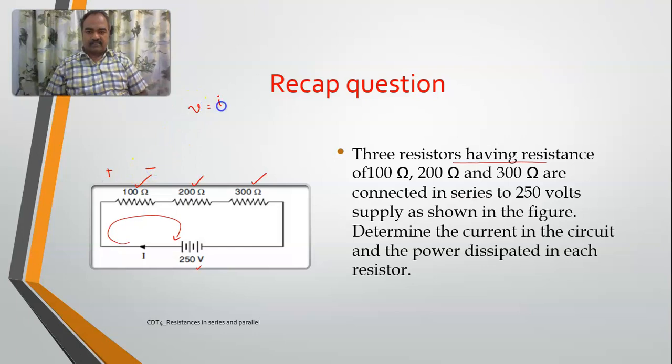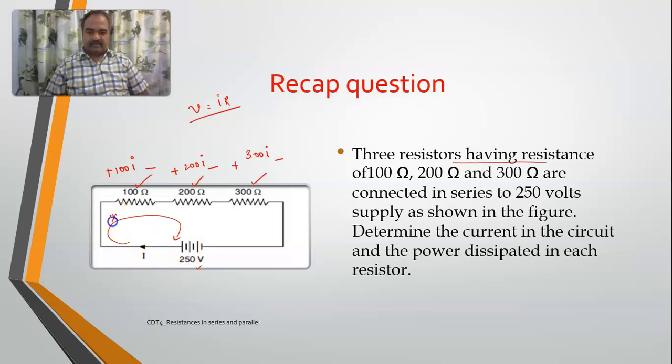As per Ohm's law, V is equal to IR, right? So the current which is flowing here is I into 100, so it is 100I. Here it is 200I. Here it is 300I. This is where I have applied Ohm's law. Now let us apply KVL. As per your KVL, the algebraic sum of the voltages in a closed mesh, in a loop, is equal to 0. The algebraic sum of voltage drops across all the elements is equal to 0.